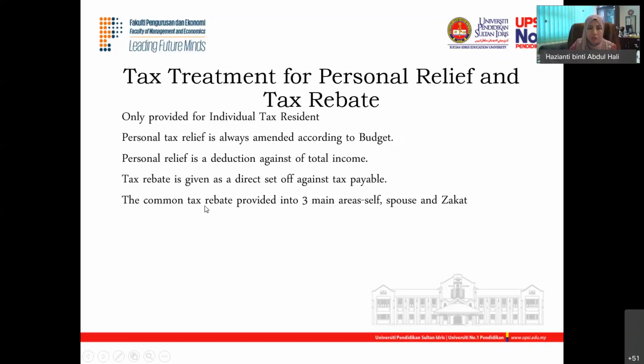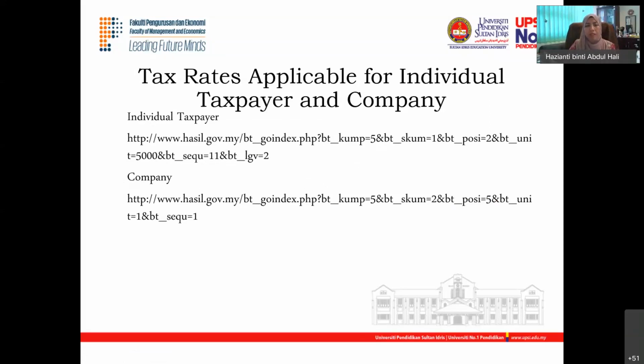Okay, tax rebate. Common tax rebate is provided in three main areas: self, spouse, and also zakat. So I will leave the zakat part for later. Tax rate, okay, this is the link. You can always go to hasil.gov.my. The website will help you a lot with all the public rulings and also the explanations and also the computation. So this would be your new best friend, the website of Lembaga Hasil.